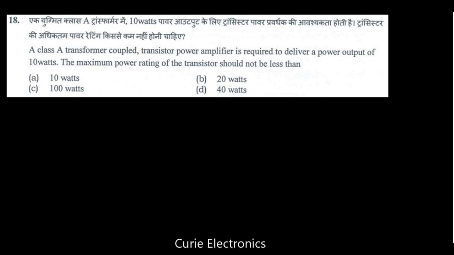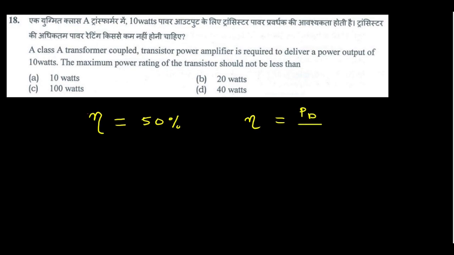A class A transformer coupled transistor power amplifier is required to deliver an output of 10 watts. The maximum power rating of the transistor should not be less than. See, the class A amplifier consumes maximum power when there is no input signal. For a class A transformer coupled amplifier, what is the maximum efficiency it can provide? It is 50%. Now the equation of efficiency is power delivered upon DC power. So here our efficiency is 50%, that is why eta equal to 0.5.